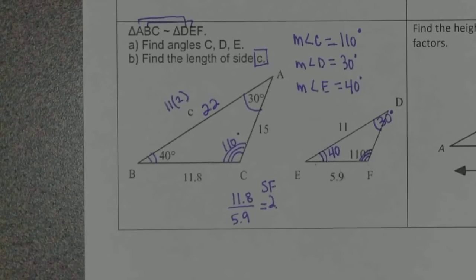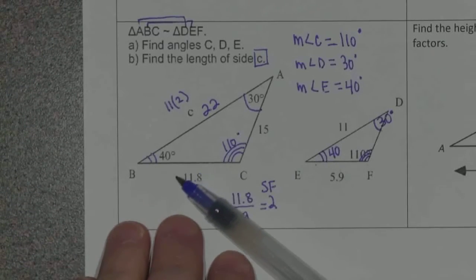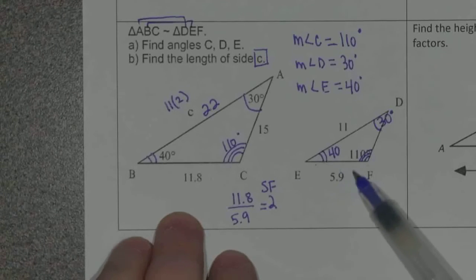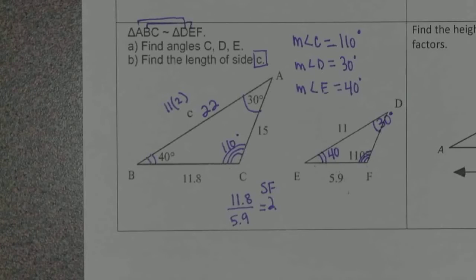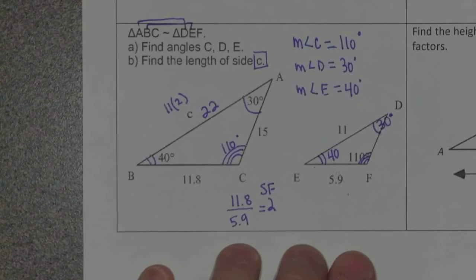Okay, so again, what I did was I figured out the scale factor from one triangle to the other. I can always find my scale factor from taking one side and dividing it by the same side on the similar triangle. That will give you your scale factor. Questions on how I did that?